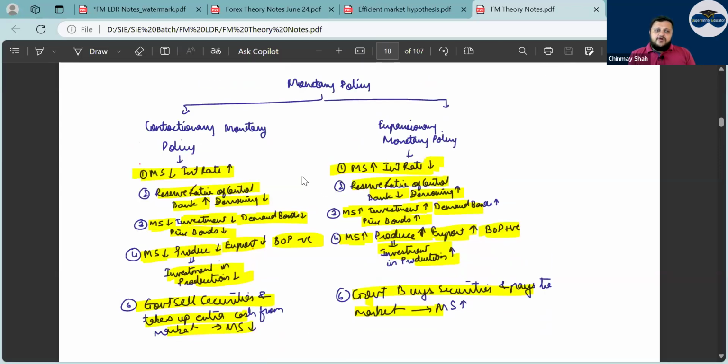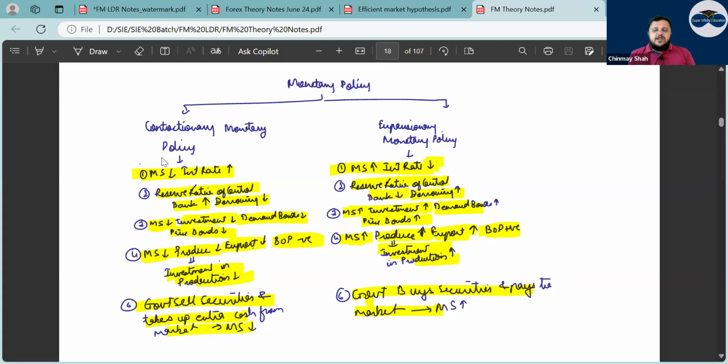Correct. Monetary policy: contractionary monetary policy and expansionary monetary policy. If you want the economy to contract or get smaller, then money supply will go down, interest rate will go up, and no one will be able to borrow easily, correct? The reserve ratio of the central bank will be high, bank liquidity will also be taken up, borrowing will be low, right? Then money supply is low, investment will be low, demand for goods will be low, correct? Or demand for bonds will be low, price of the bonds will be low. Money supply is low, your production will be low, export will be low, balance of payment will be negative, investment in production will also be low.